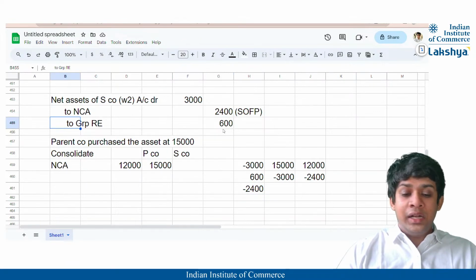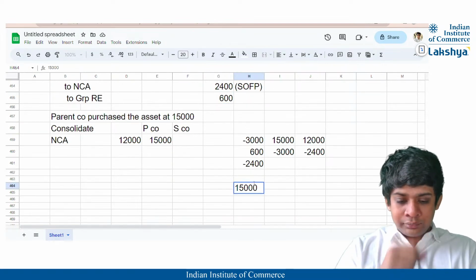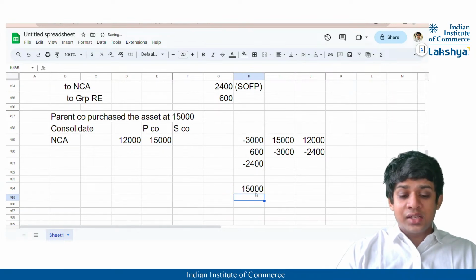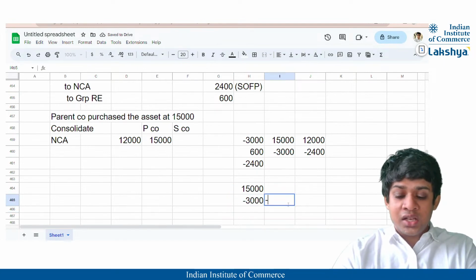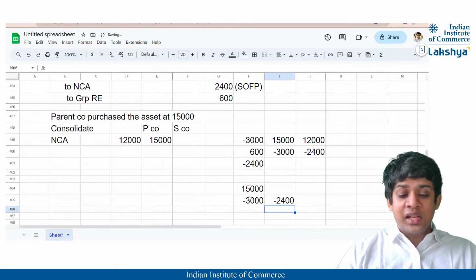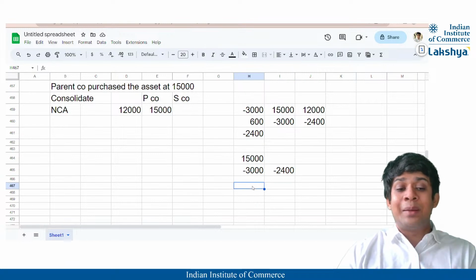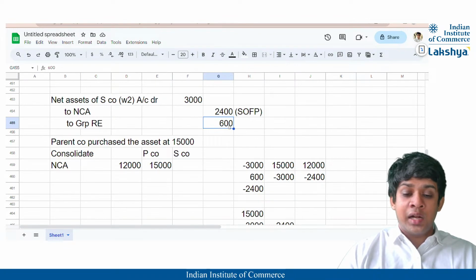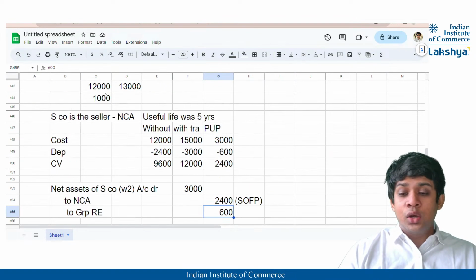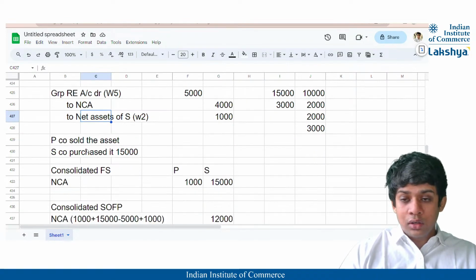And next one, to group retained earnings is 600, right? So obviously the parent company purchased it at a value of 15,000, and thus they charged depreciation of 3,000, right? So the depreciation that should have been charged is 2,400, correct? So that means they've charged excess depreciation of 600 here, right? So that excess depreciation of 600 shall be added back to the group retained earnings, and that is the reason why the group retained earnings here are credited by 600. So that is the journal entry. The only difference in both of the journal entries is that the group retained earnings are shifted with the net assets, depending on whoever is the seller.